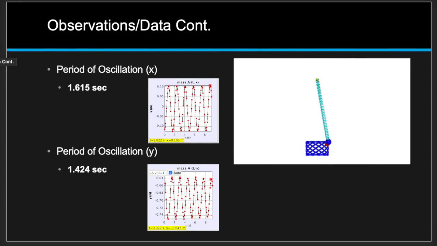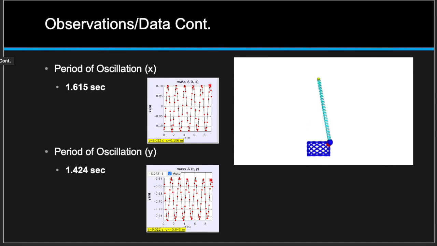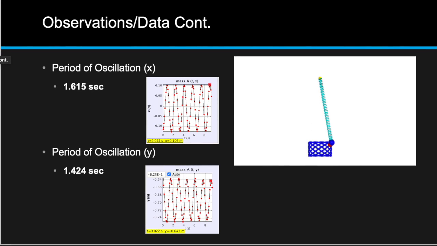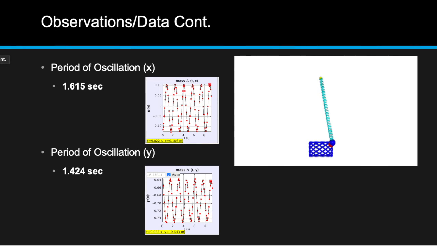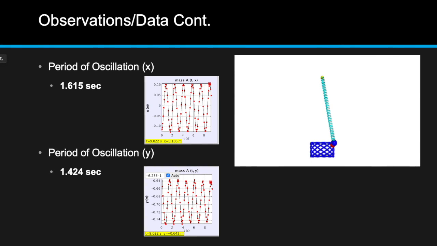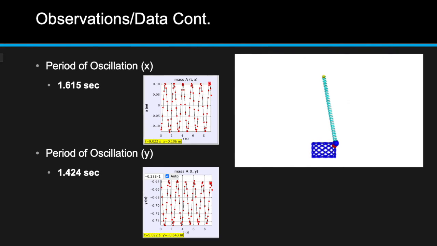For each pair of peaks, in order, I subtracted the two times from each other and I found the average of all those times. So there were 5 times that I added together and divided by 5 to find that average, which in the x direction was 1.615 and in the y direction it was 1.424.